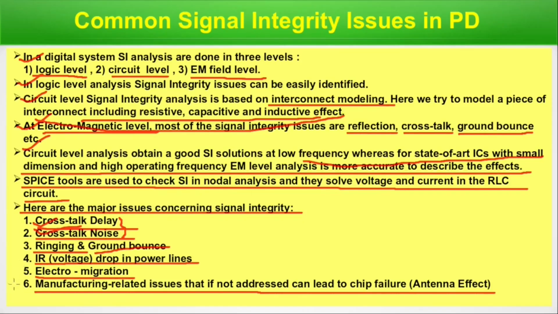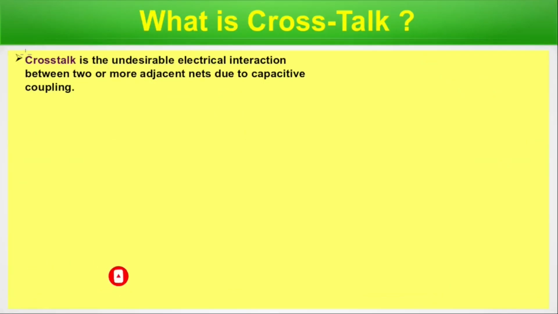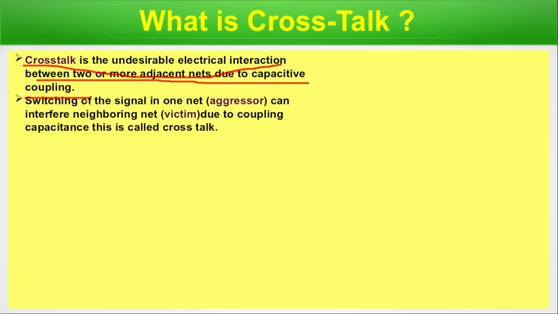Now let's move to the next slide. So what is crosstalk? Crosstalk is undesirable electrical interaction between two or more adjacent nets due to capacitive coupling. Switching of signal in one net, which is called aggressor net, can interfere with the neighboring net, that is called victim net, due to coupling capacitance. This is called crosstalk.